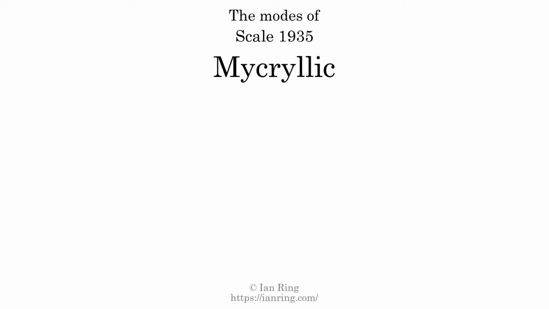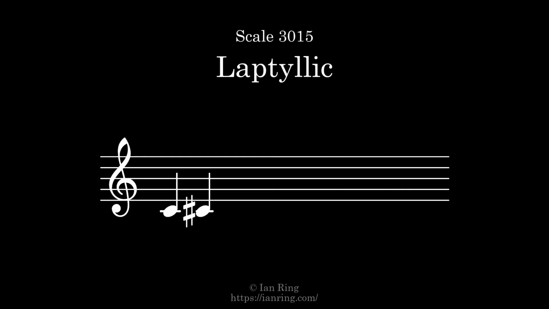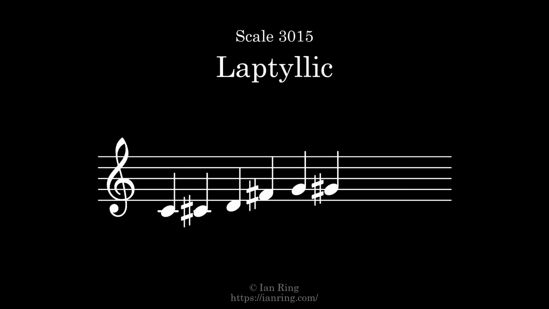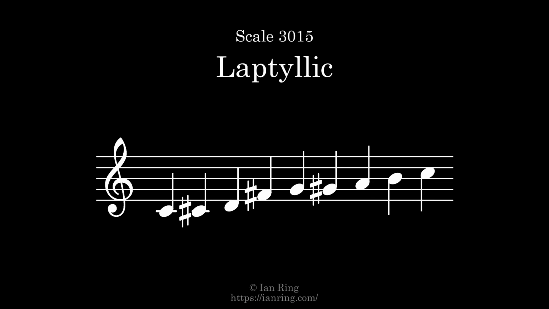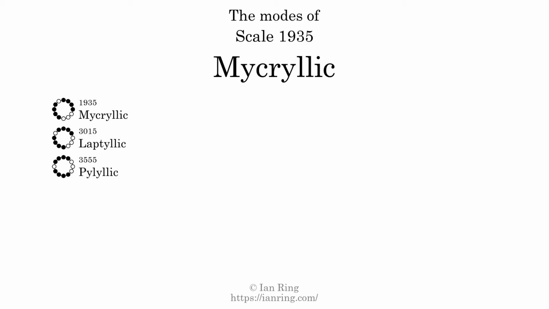This scale has 8 modes. The first mode is itself. The second mode is scale 3015, also known as laptillic. It sounds like this. The third mode is scale 3555, also known as pylilic. It sounds like this.